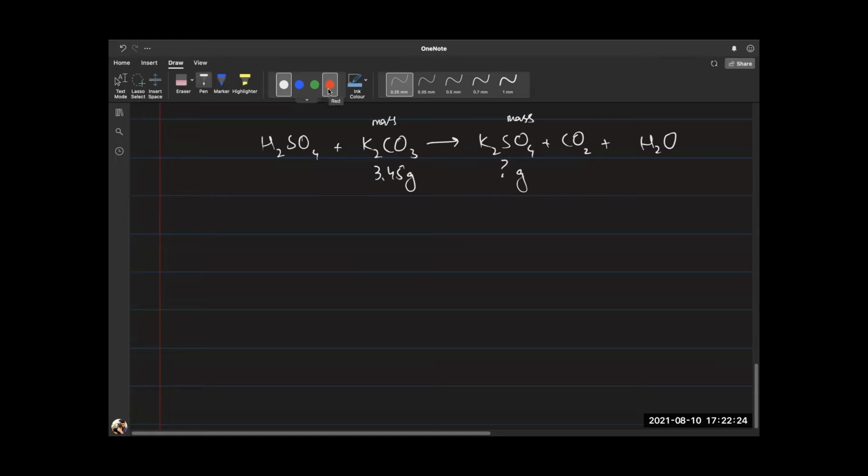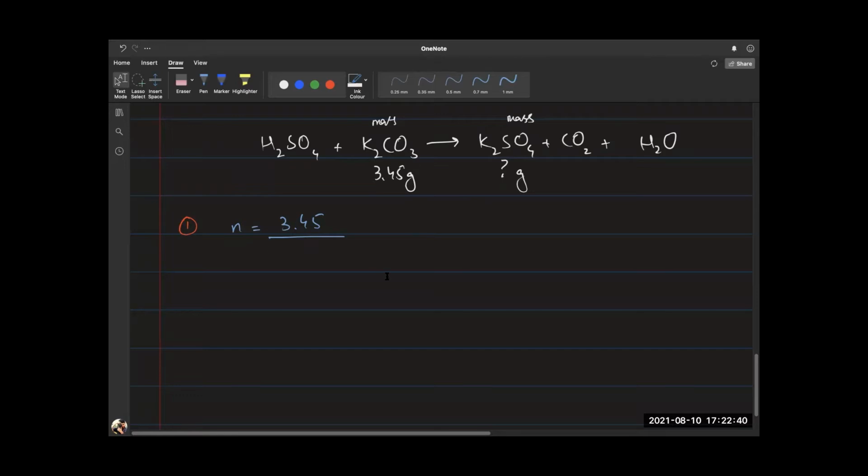So the traditional method depends on first finding the moles of the first thing. So this is your first thing and that's your second thing. So the first step is to find the moles of the first thing. Number of moles is mass over MR. We don't have the MR, so we calculate it.